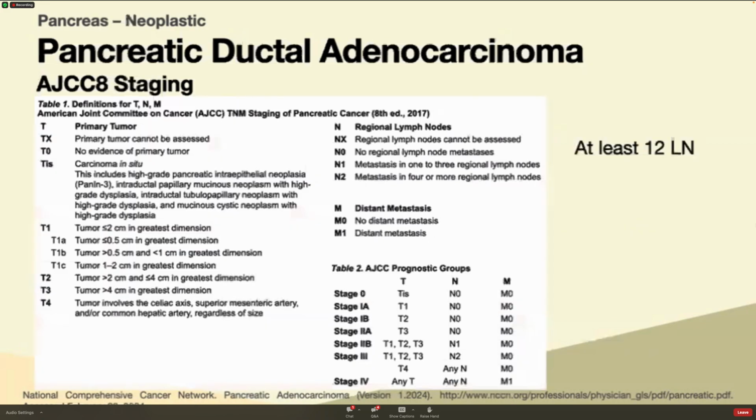This slide just shows the AJCC staging of pancreatic ductal adenocarcinoma. So I don't think you have to memorize this. But of note, according to AJCC 8, you need to get at least 12 lymph nodes.